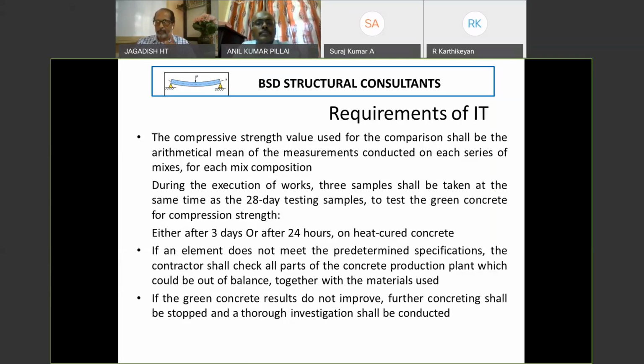What we do here is try to identify the concrete strength as early as possible. If I wait up to 28 days, this batching plant would have produced a large amount of concrete, maybe thousands of cubic meters, and all of it would have been used in a number of places. If identified after 28 days, you would have lost a lot of time, and the structures that have been poured, maybe we have to dismantle once again. So to avoid that, we try to identify the problem as early as possible. We stop the concrete, do the investigation, and then proceed further.